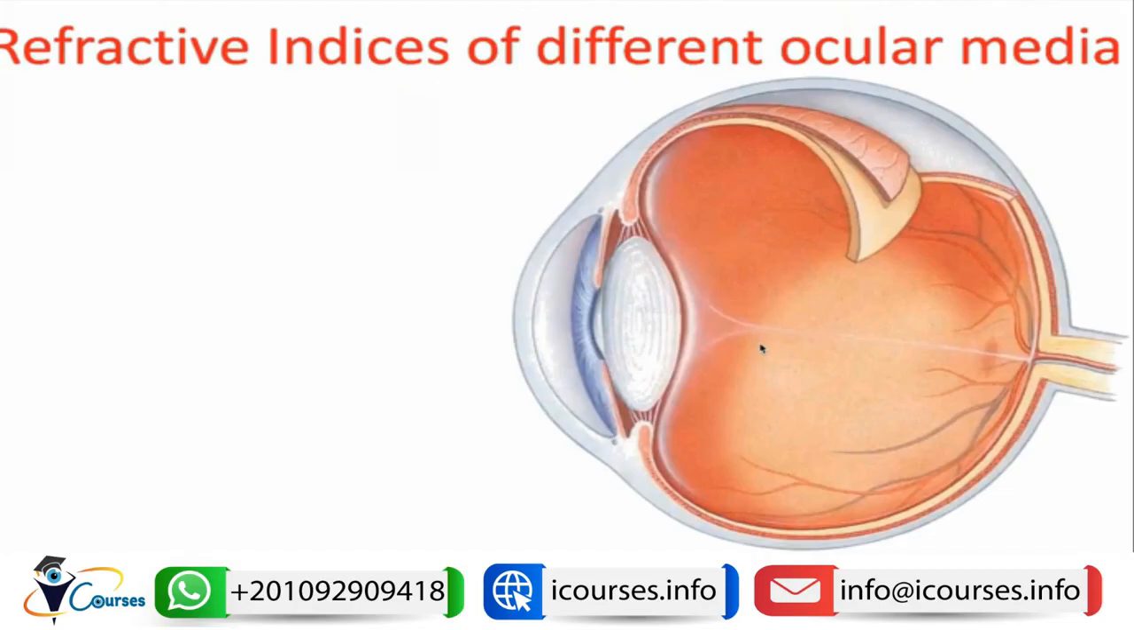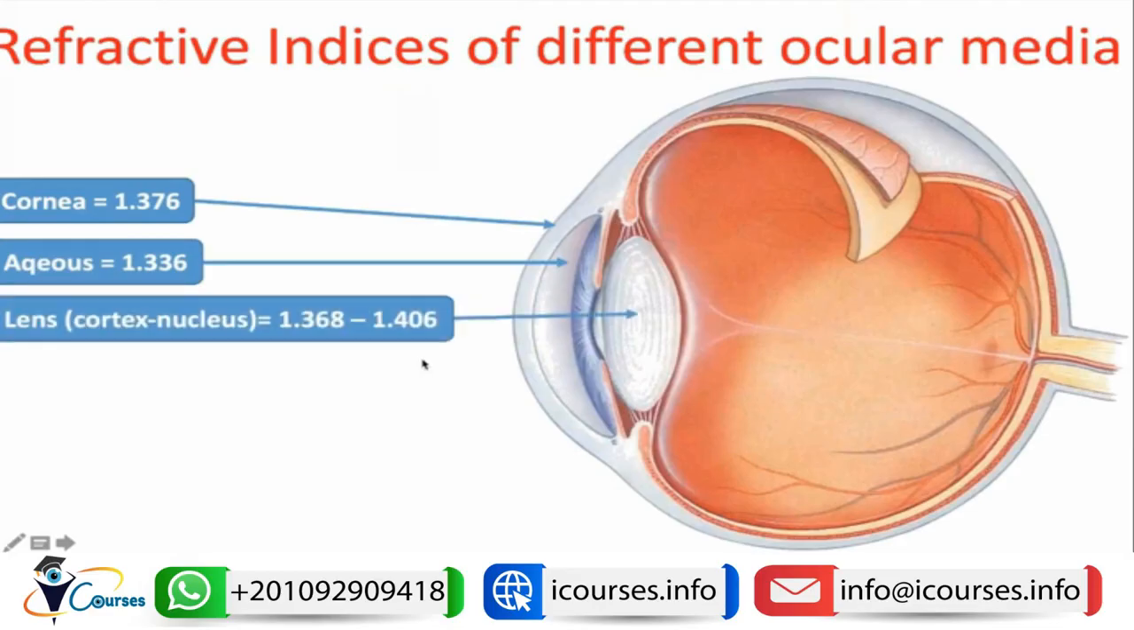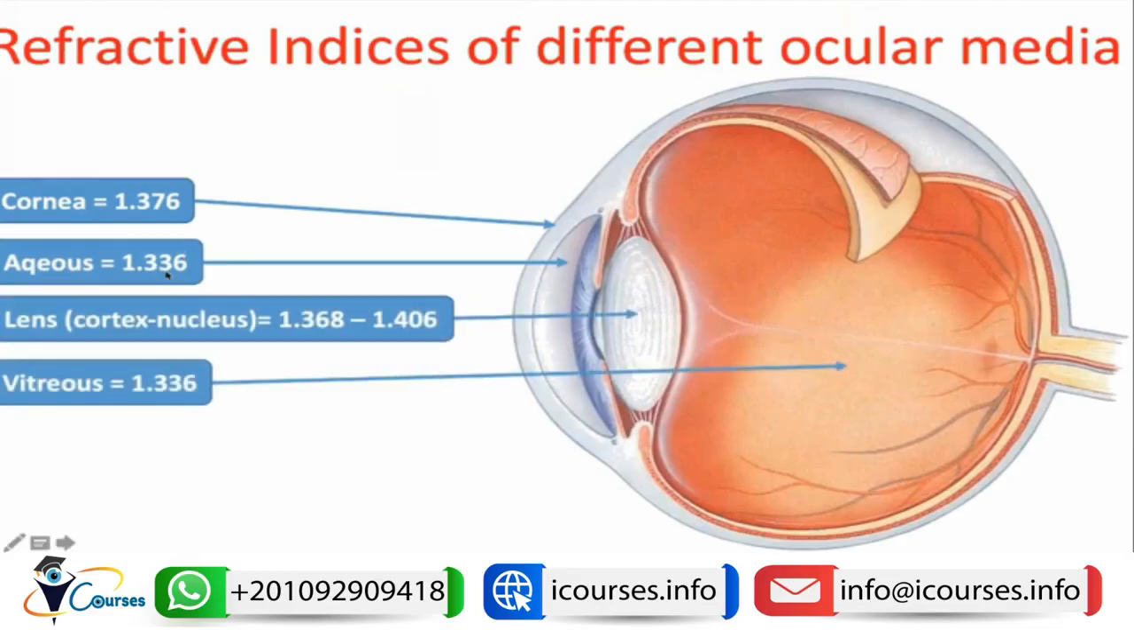The refractive indices of the different ocular media should also be taken into consideration when determining the refractive power of the eye. So the cornea has a refractive index of 1.376. The aqueous and the vitreous have the same refractive index of 1.336. The lens itself is composed of different materials of different refractive indices. So the nucleus has a larger refractive index of 1.4, while the cortex has a lower refractive index of 1.3.